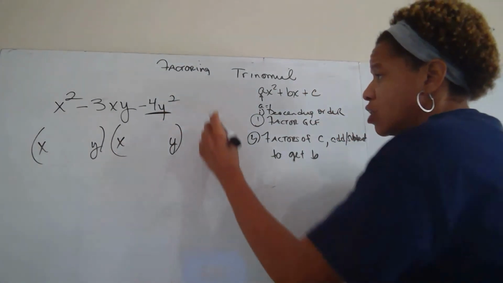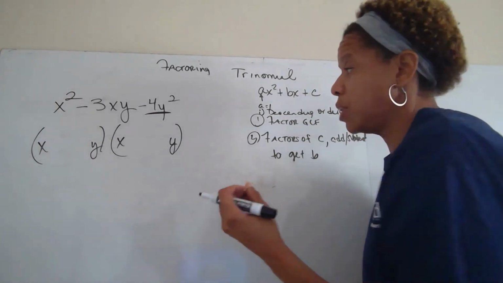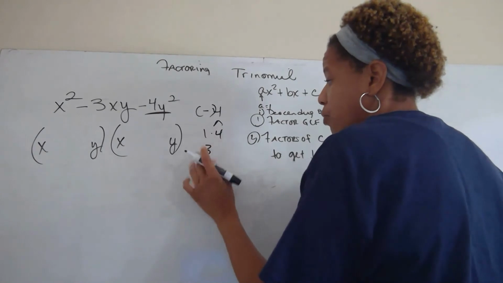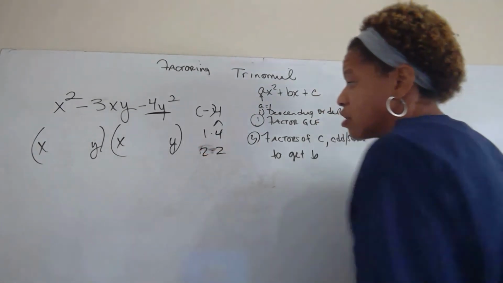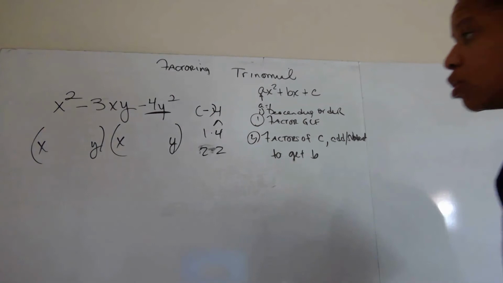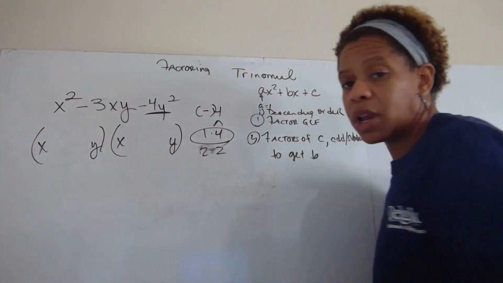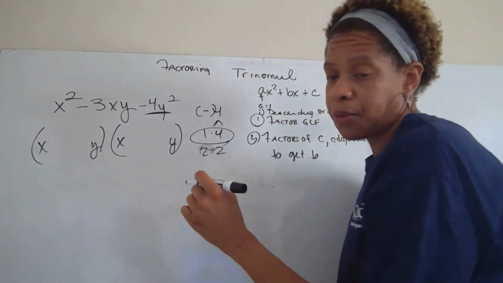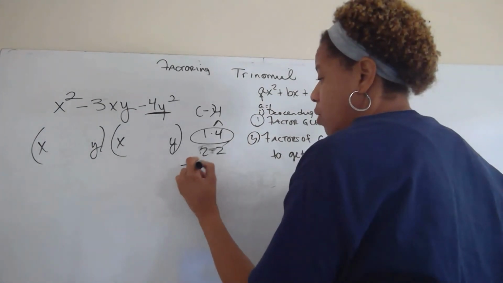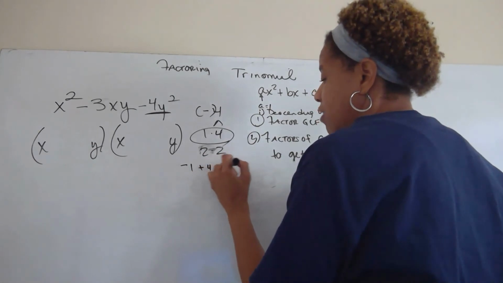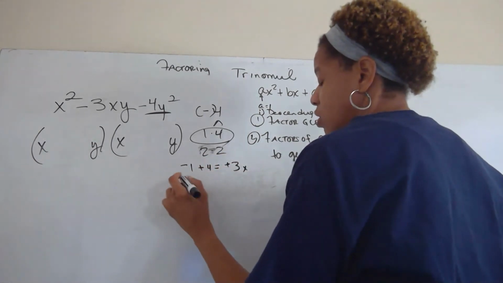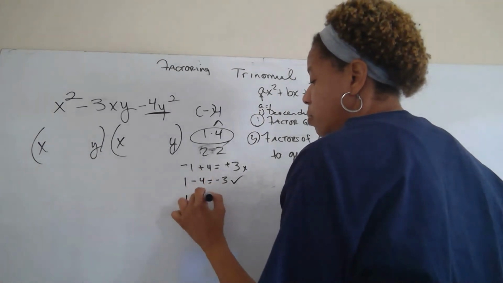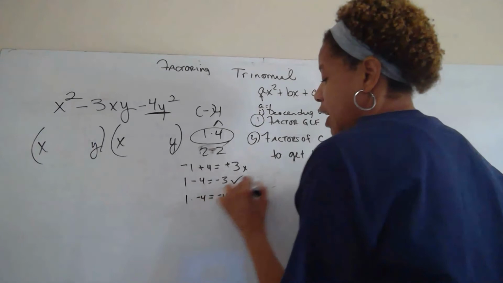So now we're focusing on identifying the numbers that we need. Factors of -4 that can create a 3. Factors of 4 are 1 and 4, 2 and 2. So I'm definitely going to be using the 1 and the 4. That's the only way I can get a 3. So I need a -3. So -1 plus 4 is +3, so we're going to switch the sign. 1 minus 4 is -3. Check. And if you multiply 1 times -4, you get -4.